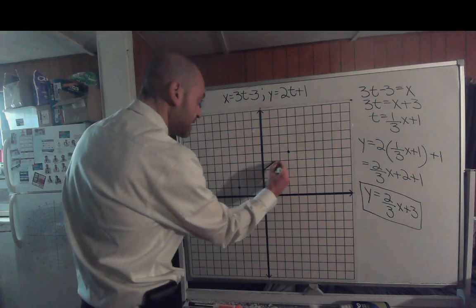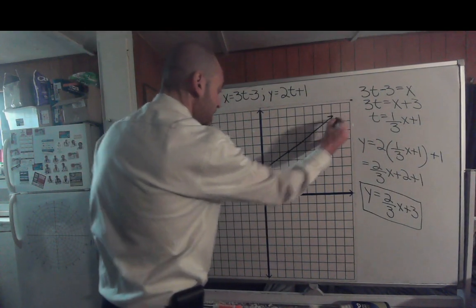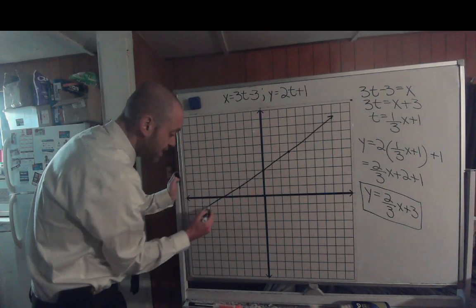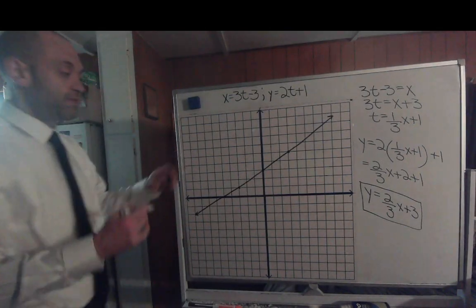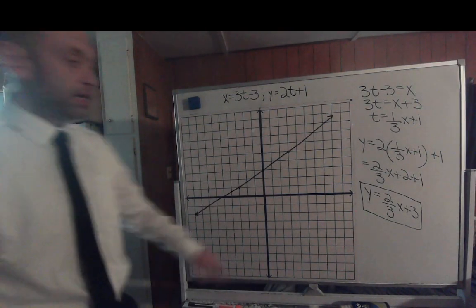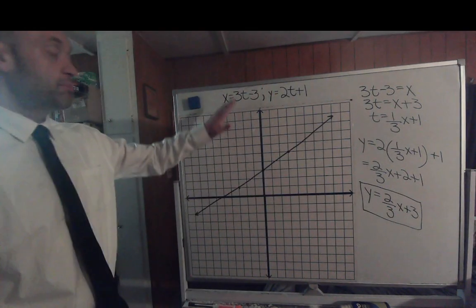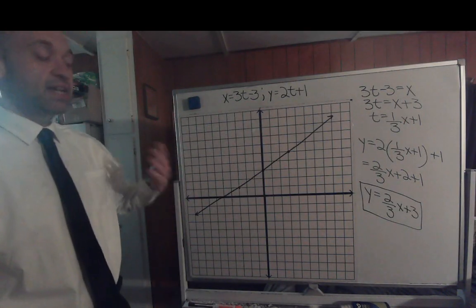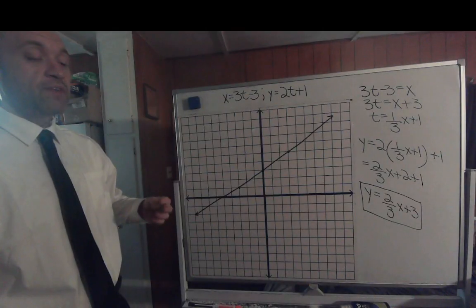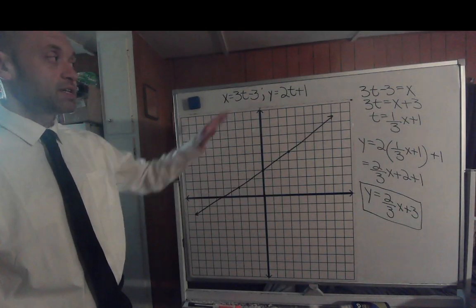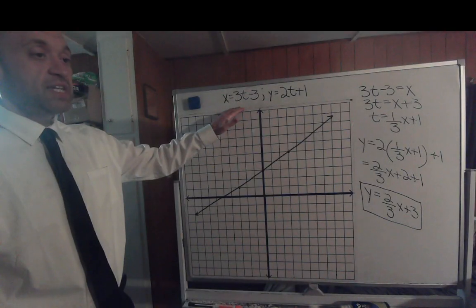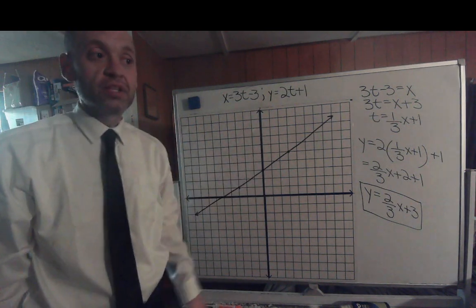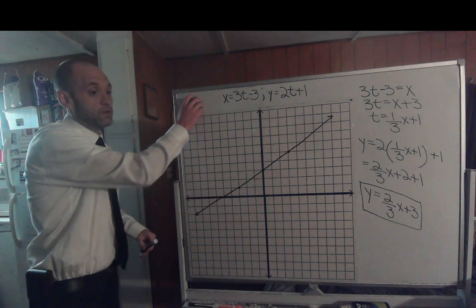Let's go ahead and connect these dots here and draw the graph. And there you go. You have this line of y equals 2/3 x plus 3 based on these two parametric equations. And again, if you set up a table of values for t, x, and y, plugged in individual values of t, you would eventually arrive at this graph. It would just take you a little bit longer, sometimes a lot longer.